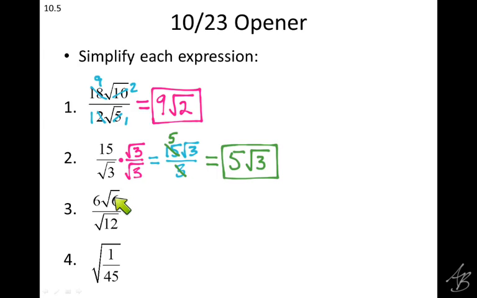And if we reduce by 6, that's going to cancel out the top completely, right? So when we reduce by 6, that's going to be gone, and this is going to be 6. What's 12 divided by 6? 2.